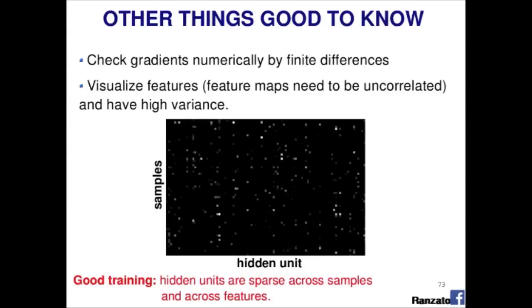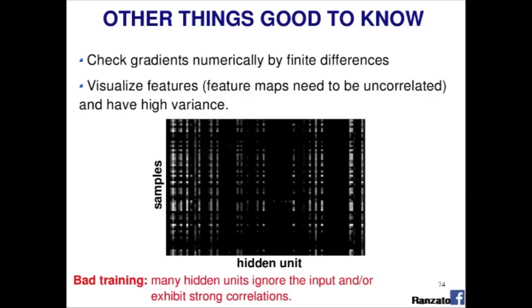Good things to know: the main cause of trouble when training these systems is bugs in how you compute the gradients, and numerical gradient checking can spot them. It's useful to visualize the internal states. So the figure that you see here is just an image where the rows are different samples and the columns are different hidden units. What you expect is to find something that is sparse with random dots, right? What you don't want is something like this, where you have hidden units that are always on or always off, so ignoring the input, and they are strongly correlated. So that points to problems in how you optimize, how you initialize, or something like that.